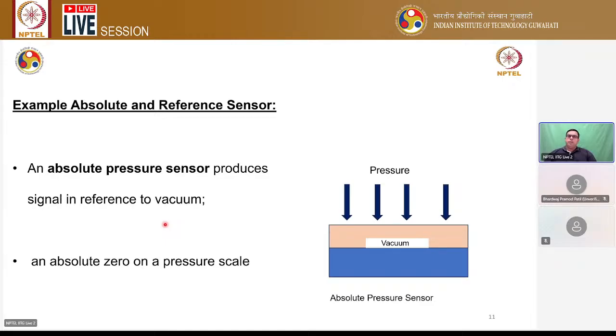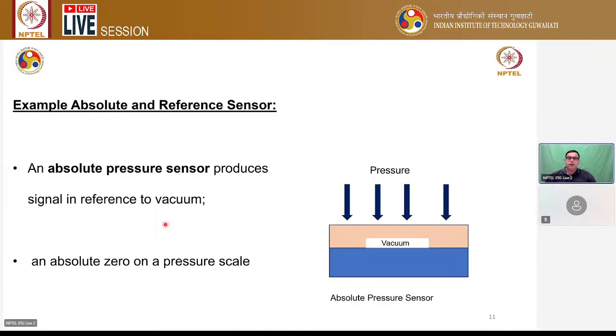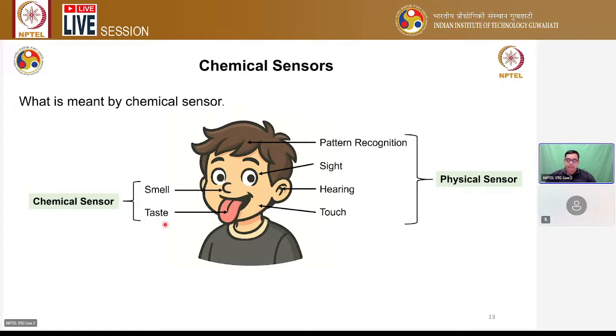There can be more examples of this, like temperature sensors. If you talk about an RTD sensor or a thermistor, a thermistor is a kind of absolute sensor, while with a thermocouple you measure temperature with respect to the hot and cold junctions. That's why it is a relative temperature sensor, not an absolute one. There can be a number of examples for relative and absolute sensors.